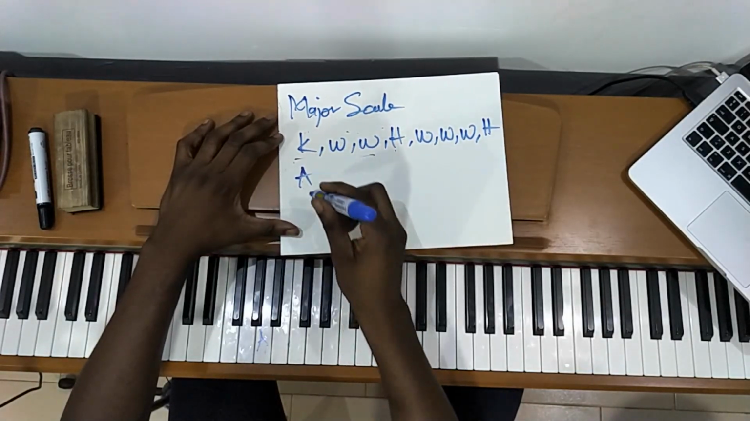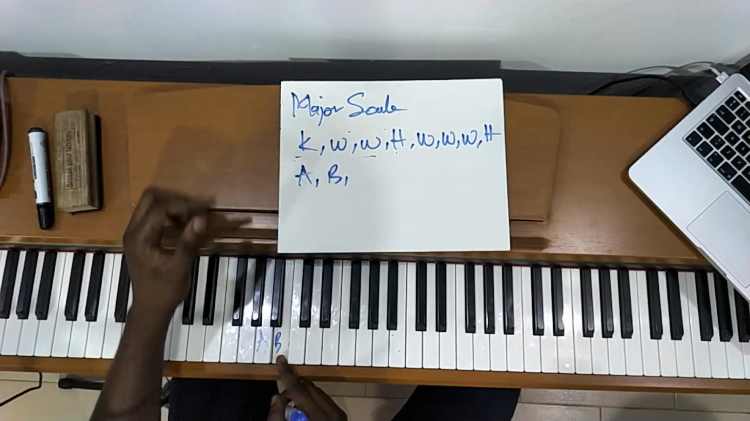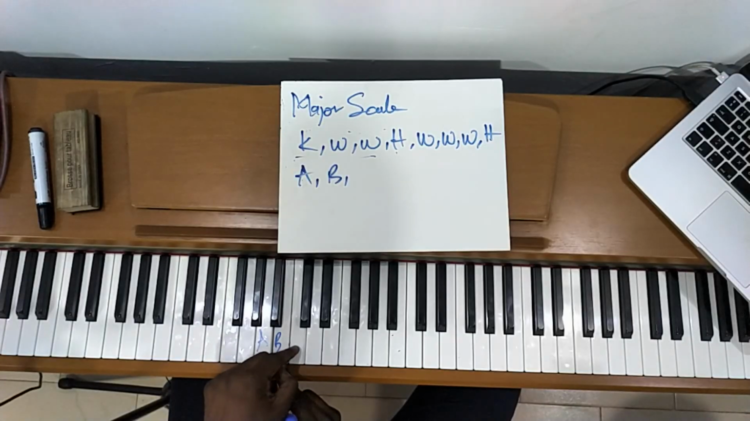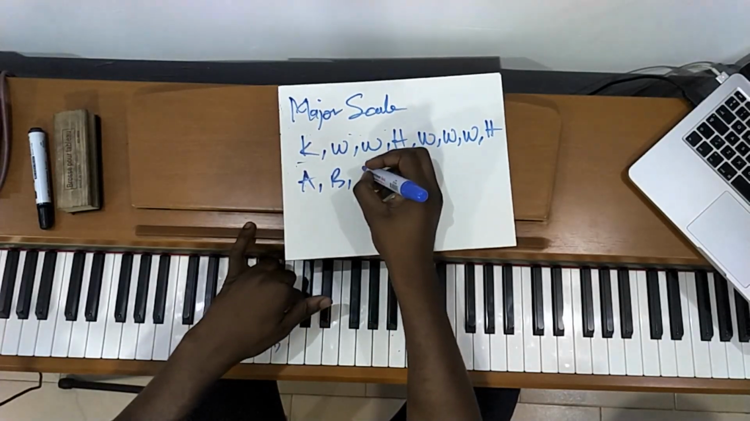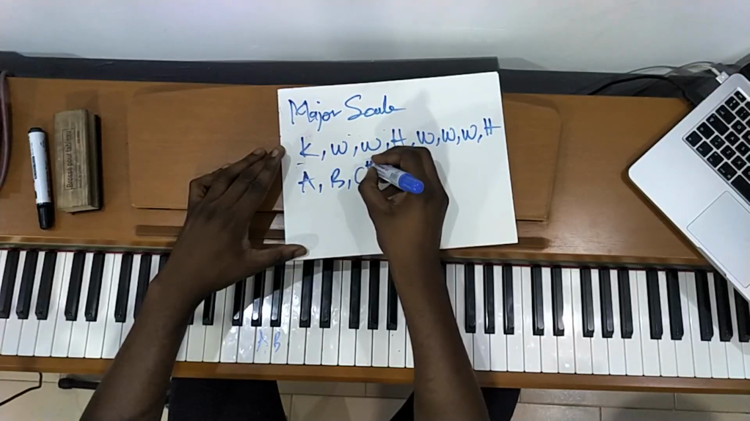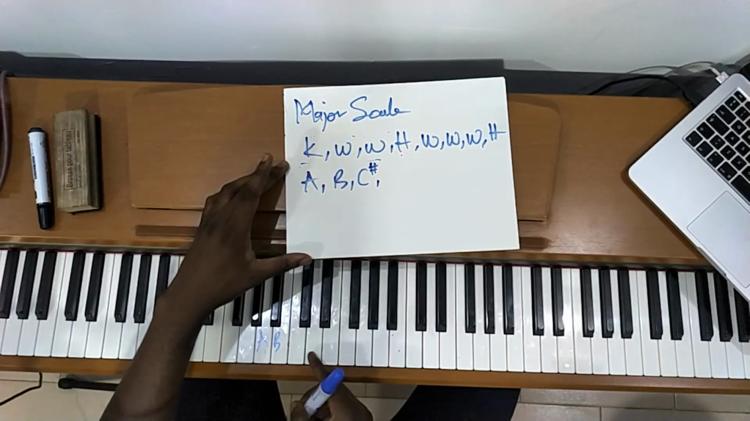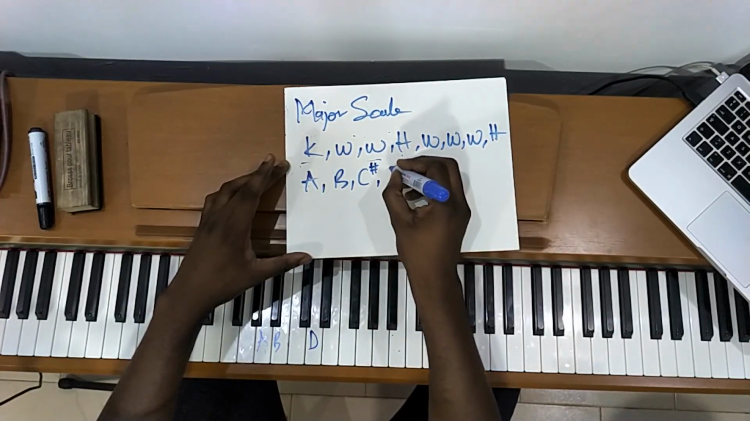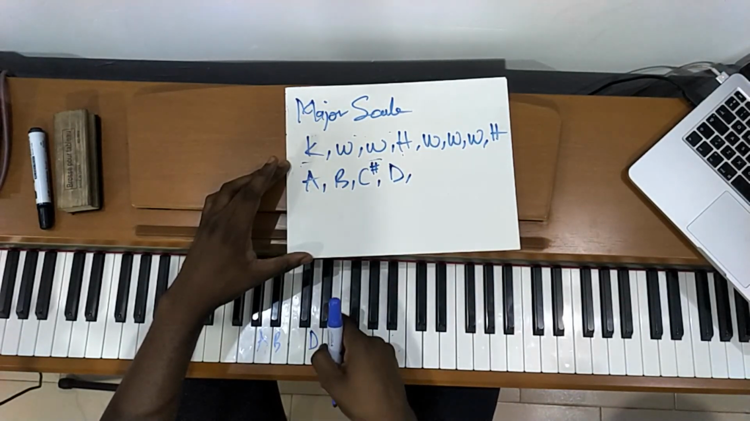All right. So the key is A. If this is A, what will be the whole step? B. So this is B. From B, what will be the whole step? It is half plus another half. So it becomes what? C sharp. Then we move to the half step. So the half step will be what? D. From D, you move a whole step. What will be the whole step? It will be E.